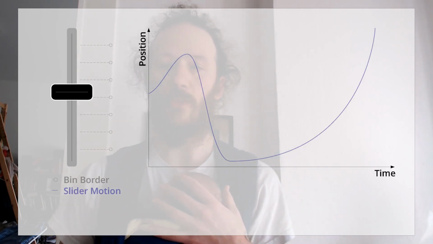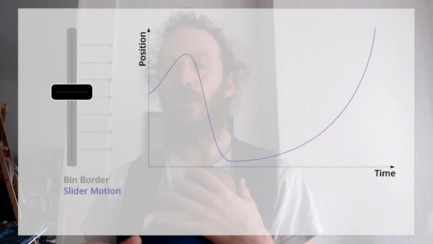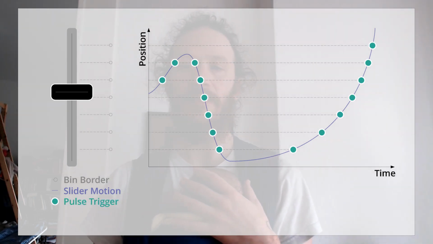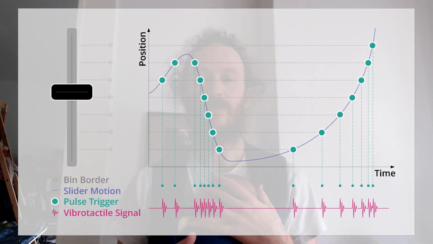Let's say we wish to add friction to a slider. We would first decide upon fixed points at which to trigger pulses. Then we sample the movement of the slider in real time with an analog sensor. Whenever one of these trigger points is crossed, we play back a vibrotactile pulse. This way, the motion of the slider is transformed in real time into a vibrotactile signal which is experienced as friction.